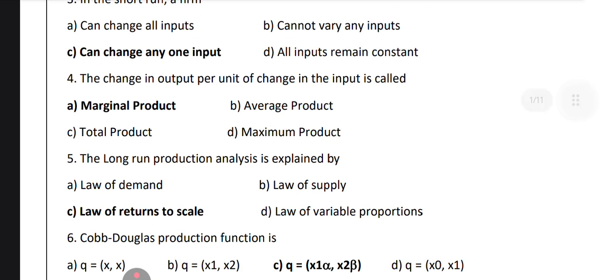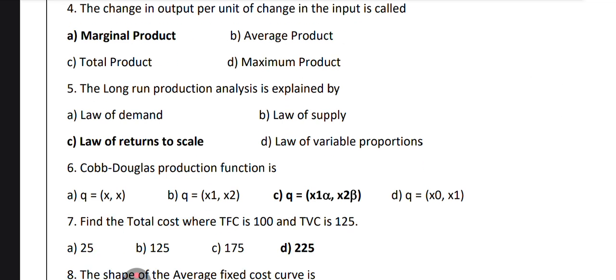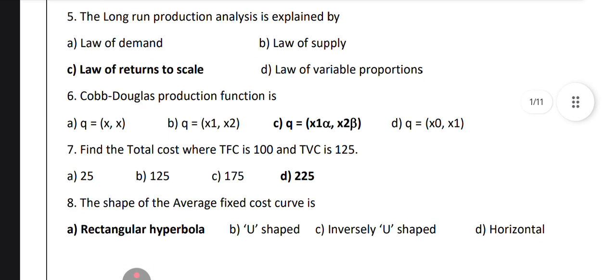Fourth question, the change in output per unit of change in the input is called marginal product. Marginal product means the extra product added to the total product when one more unit is employed in the company. Fifth question, the long run production analysis is explained by the law of returns to scale. The law of returns to scale includes three laws: increasing returns to scale, constant returns to scale, diminishing returns to scale.